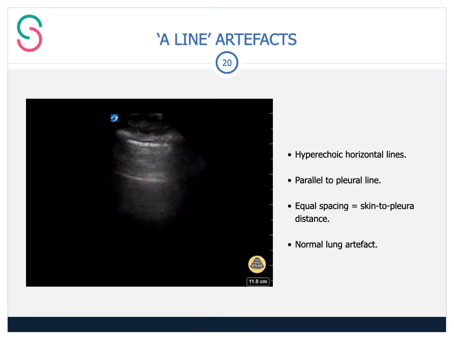Here's another video demonstrating A-line artifacts. So again, these are hyperechoic, that means white or bright, horizontal lines parallel to the pleural line, showing equal spacing, and the spacing is the skin to pleura distance, or transducer to pleura distance, and this is a normal lung artifact.